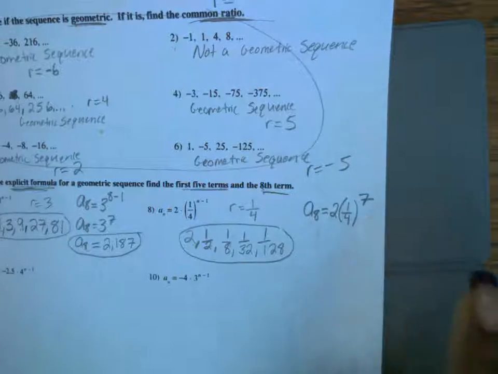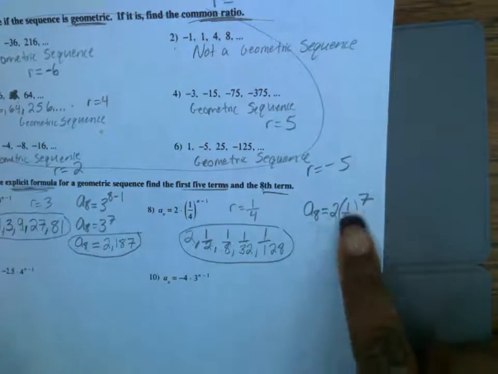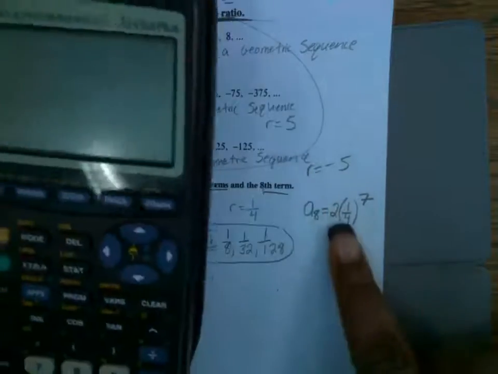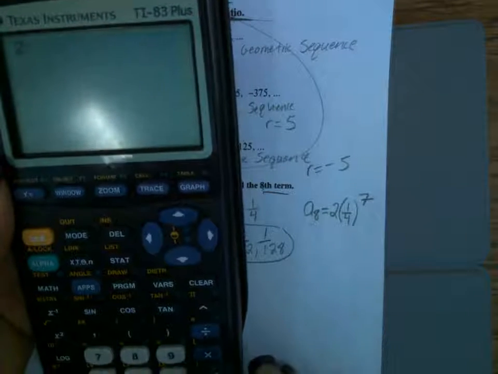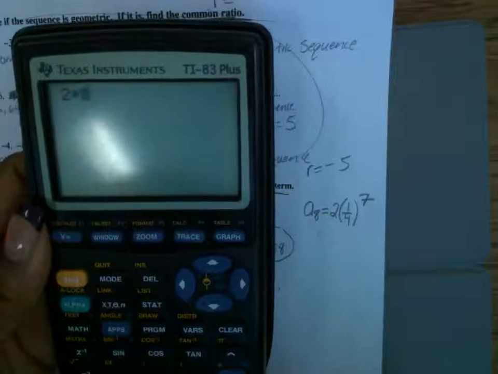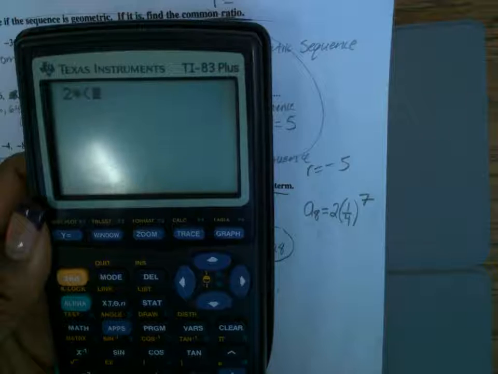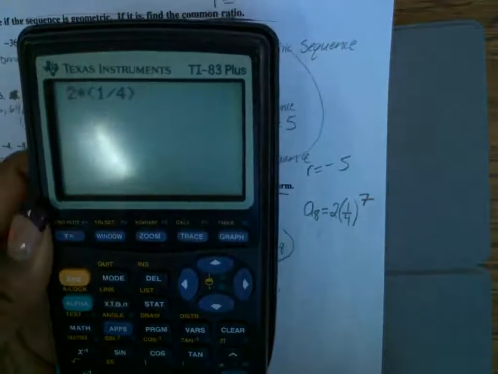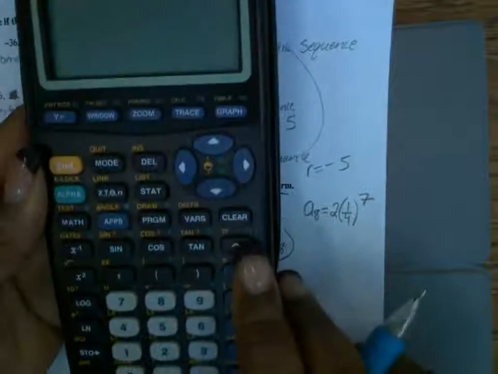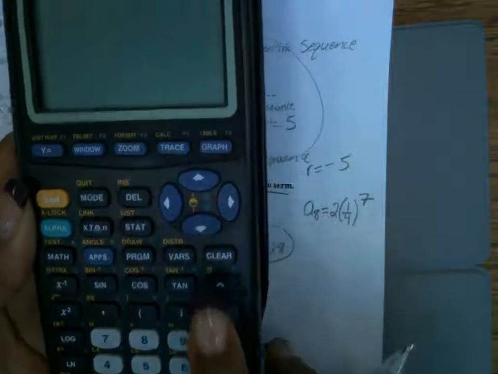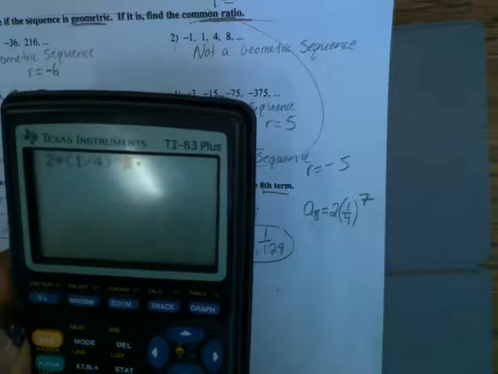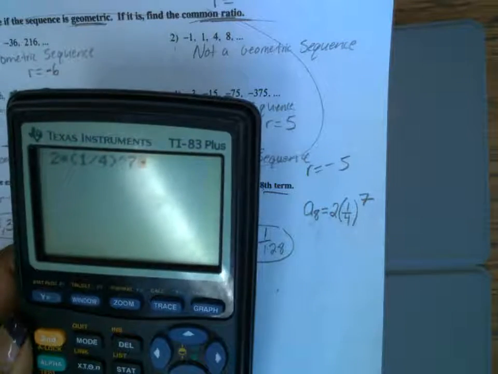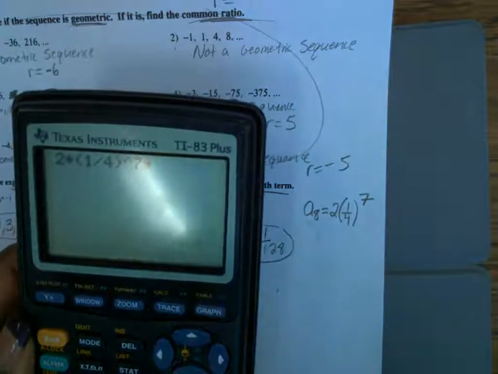Okay. So now I'm going to type this in my calculator to see what I get. All right, so this is going to be 2. I put times 1/4, so I put in parentheses 1 divided by 4. So that's my 1/4. Caret key is right here, my exponent, and I'm raising it to the 7th power.